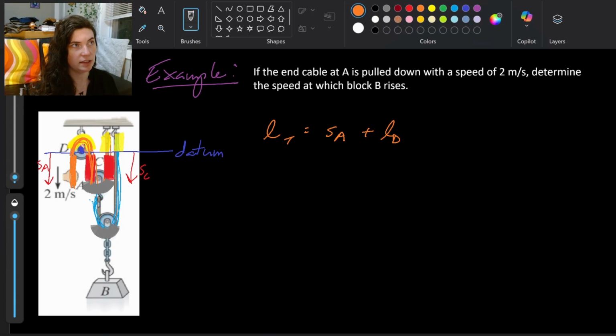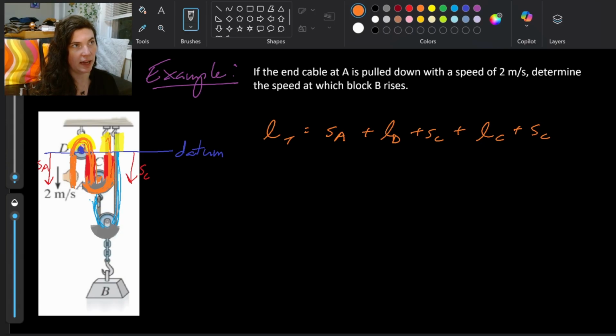Then I have SC, this length from the datum to the center of C. I'm going to call that the position of SC. Then we're going to come around the bottom of C. Again, this semicircle of length is a constant length. It's not changing. There's always going to be some length of rope underneath that pulley at C. Then we're going to come back up. This is from C to the datum. That is, again, SC, same length as the other side.